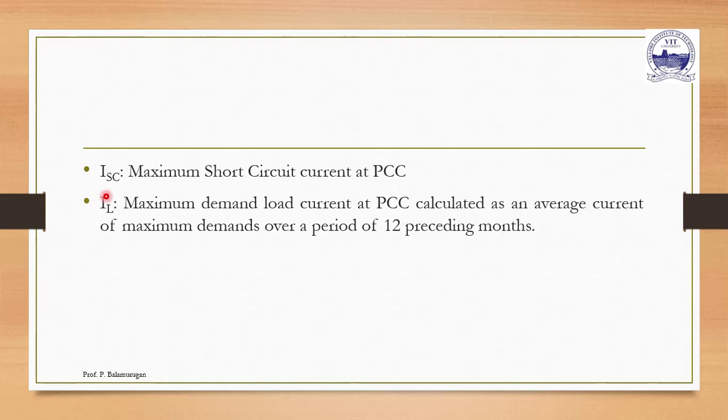Here we'll be using two terms. ISC is the maximum short circuit current at PCC, and IL is the maximum demand load current at PCC. This is calculated as an average current of maximum demands over a period of 12 preceding months. Why is the maximum demand load current required? Before commissioning an industry, a system should have knowledge about the maximum demand required by the industry during its operation, and what level a utility can provide for its customer.